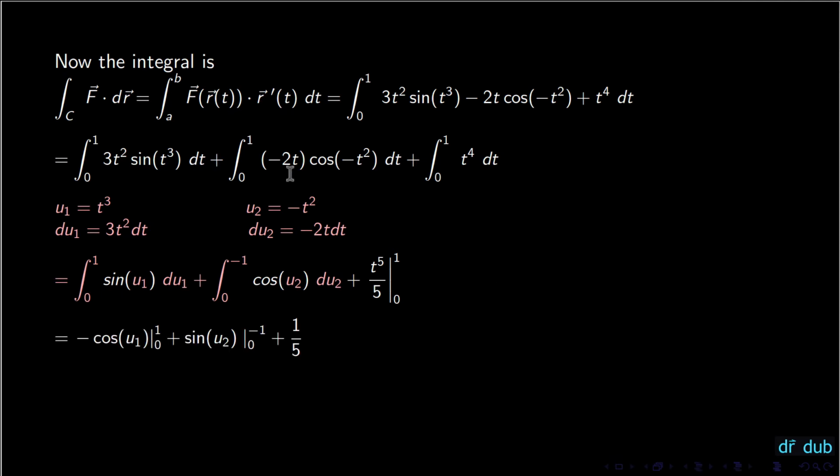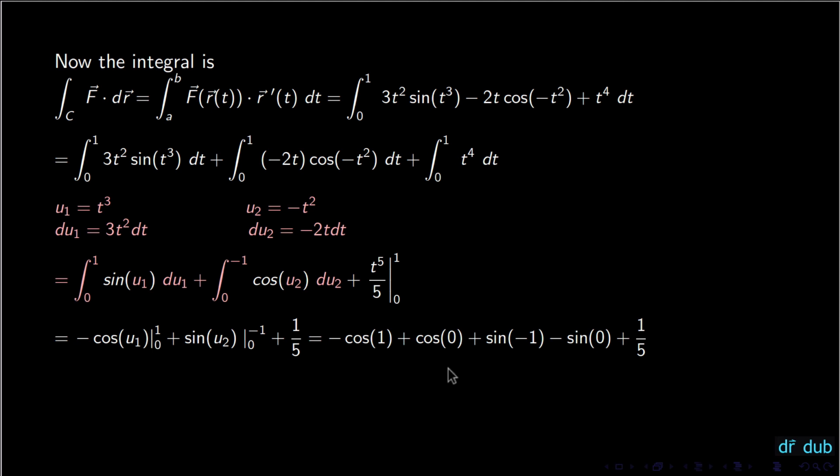Now when we integrate sine of u1 du1 from 0 to 1, we get negative cosine of u1 from 0 to 1. Integrating cosine of u2, we get sine of u2 from 0 to negative 1. And when we plug in t equals 1, we get 1/5, and when we plug in t equals 0, we get 0, so it's 1/5 minus 0. Now we plug in the bounds, and we get negative cosine of 1 minus, which will be plus, cosine of 0, plus sine of negative 1 minus sine of 0, plus 1/5.